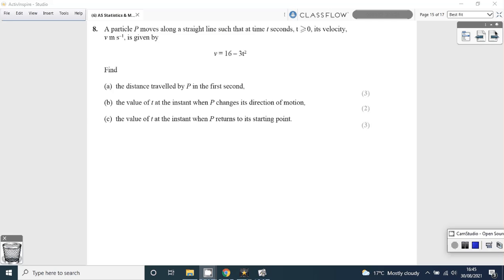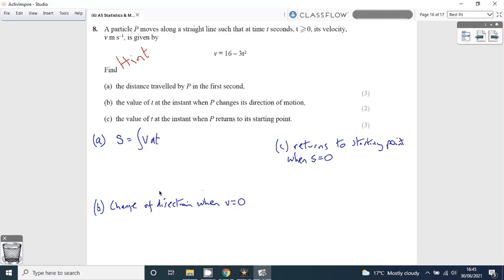Question 8. So we're given the velocity equation. Now for part A, we've got to work out the distance travelled. How do we move from a velocity equation to the distance equation? We have to integrate. So make sure you integrate this, and then it's in the first second, so just substitute in when t equals 1.